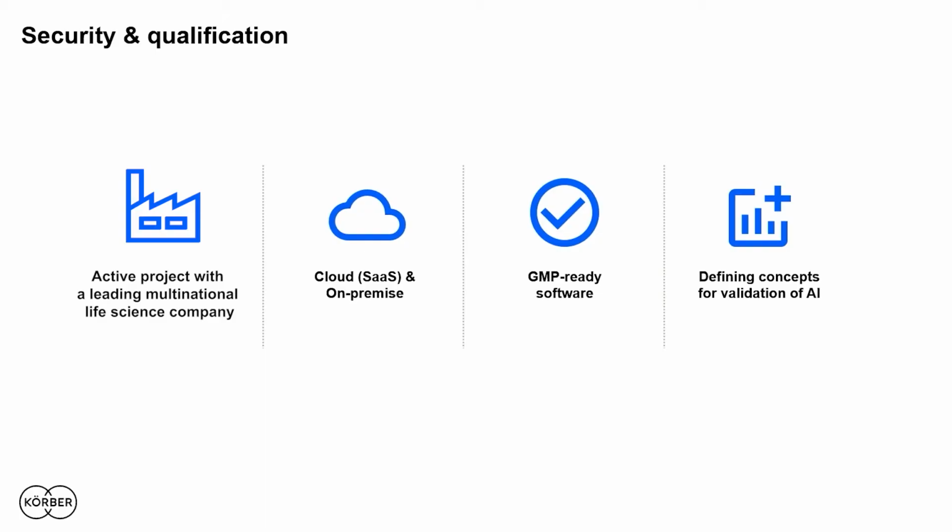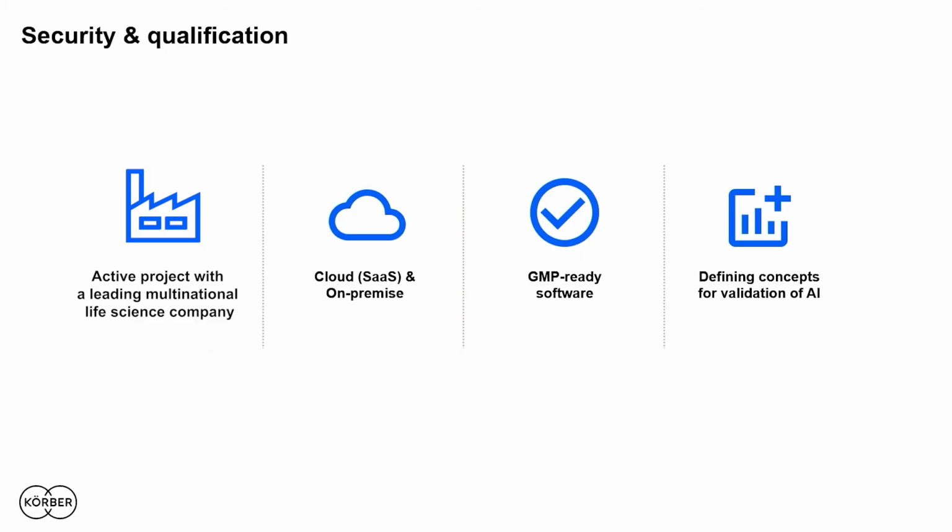A few words about security and qualification. We have an active project which resulted in yield increase for a chromatography process. The software itself is running in the cloud or on-premise, based on what you need. And as known from Pharma, the software follows GMP guidelines, and therefore it brings quality assurance. And furthermore, we are part of validation groups for AI, so we're actively shaping recent trends in this area.